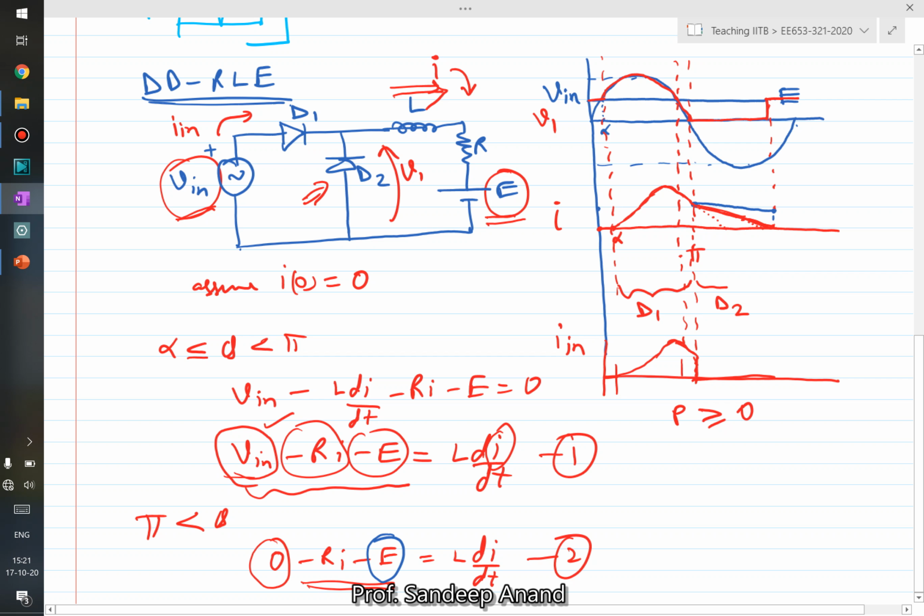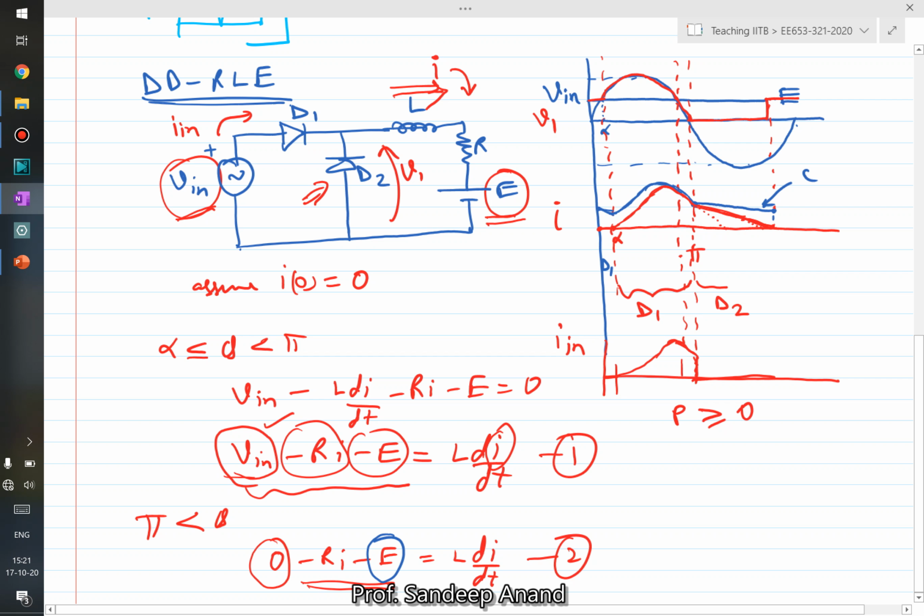Because the next cycle starts at a positive value, if the current is positive, you can see that one of D1 or D2 has to conduct. So even in the first period you would see that D1 will conduct, and if D1 conducts, this current will fall, and then it will again rise, and then it will fall, right?